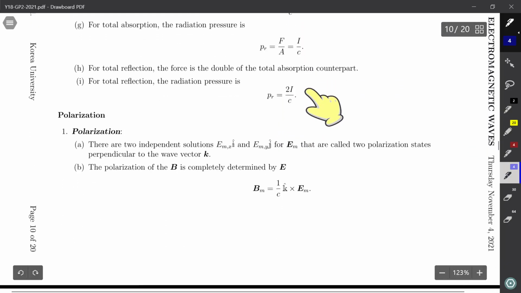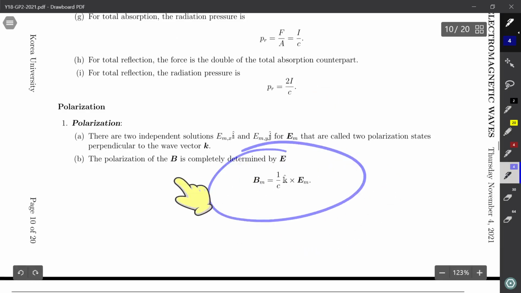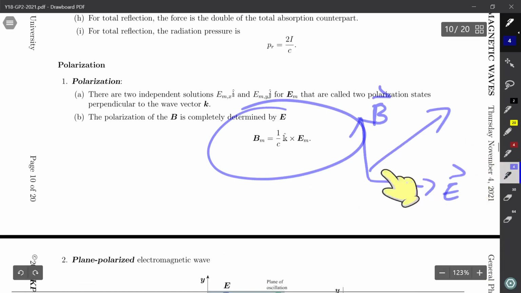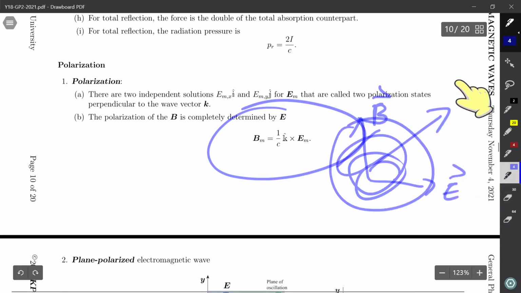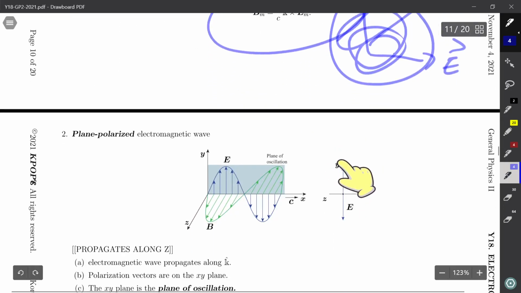Radiation pressure is also like that. This we already have studied: propagation direction, electric field, magnetic field. This vector is transverse on the xy plane if it is along the z-axis. So the polarization vector is a two-dimensional vector.